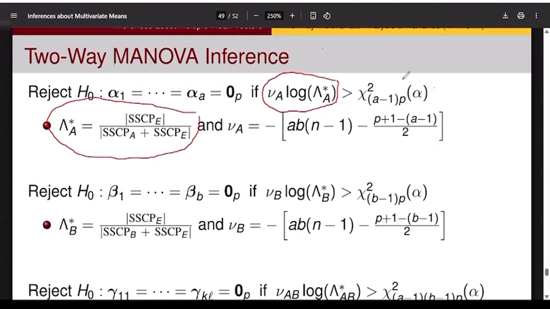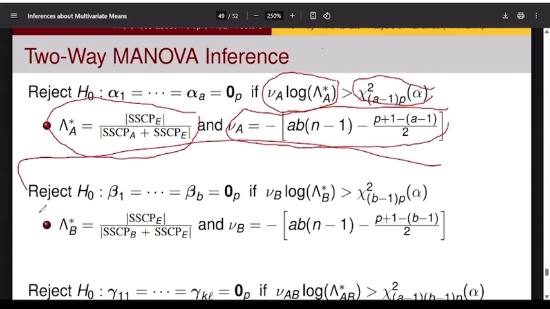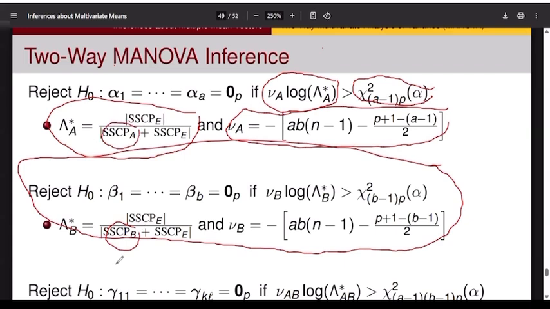Now I will compare with this chi-square. I'm going to check from the chi-square table. I will reject H naught if this guy is greater than that. Okay. And some of you may be wondering, what is my VA? This is the VA. Okay. Then I'm going to use the same for factor B. What is the difference between that? It's just this guy here representing that of A and this guy representing that of B. Look at that. That is different. In each of them, the numerator is the sum of square product for error.